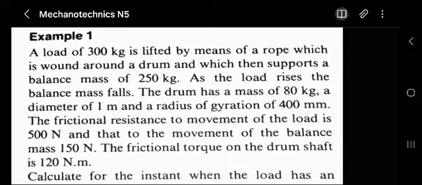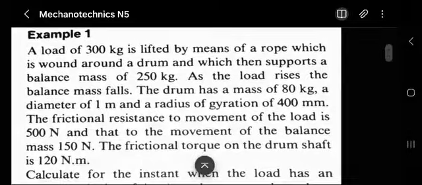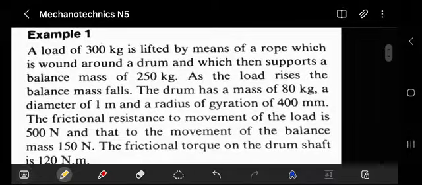We're still under Mechanotechnics. We have this typical question here, question 1. This is our elevator. We've been given a load of 30 kg. The load here is 300 kg, which is lifted by means of a rope.